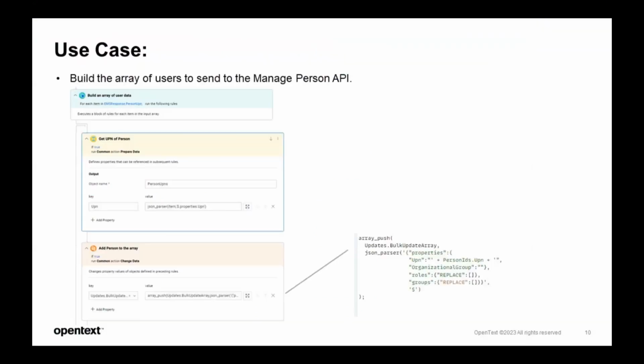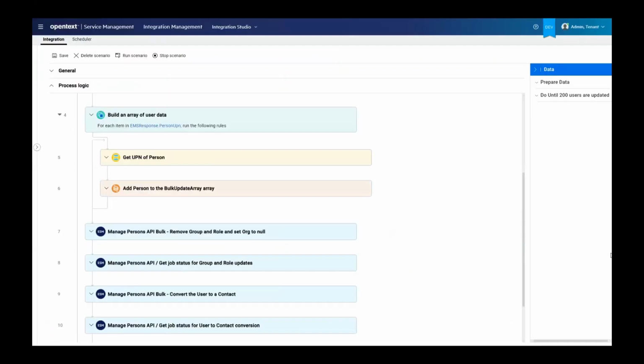So you can also see this is maybe an easier way to view the content of what I'm adding for each element of the array. So notice UPN, organizational rule. We also have to include this $ sign at the end of the update. Okay, it's at this point we can actually use the arrays we've been building and we can send the information to the managed person API.